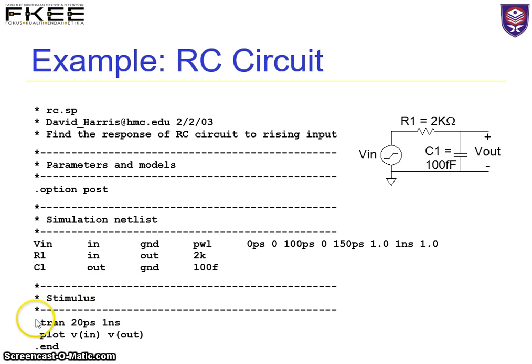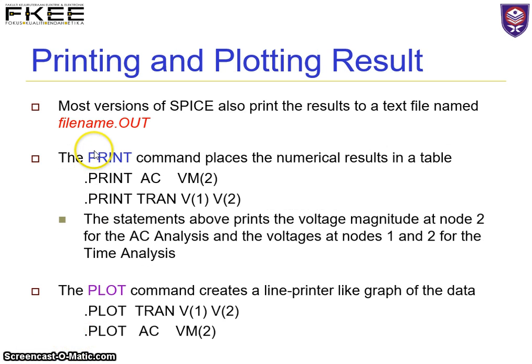So in this, you will do a transient analysis from 20 picosecond to 1 nanosecond, and we plot V in and the V out. And any SPICE file will have .end to indicate the end of the netlist.